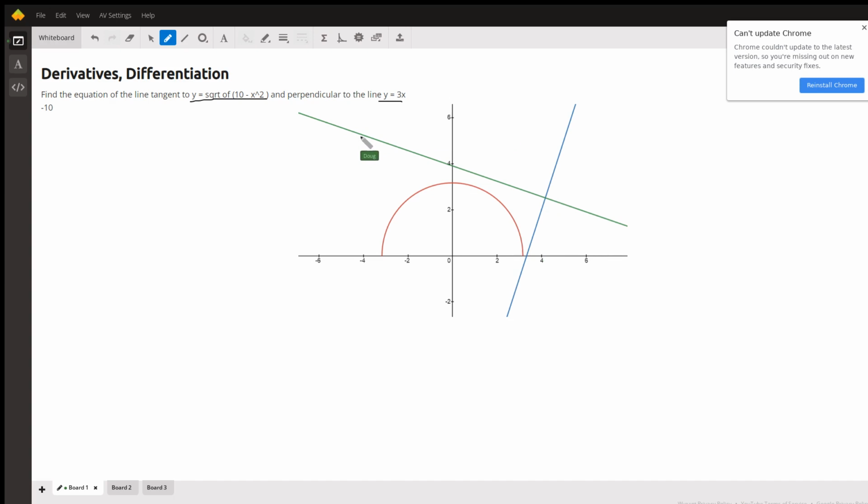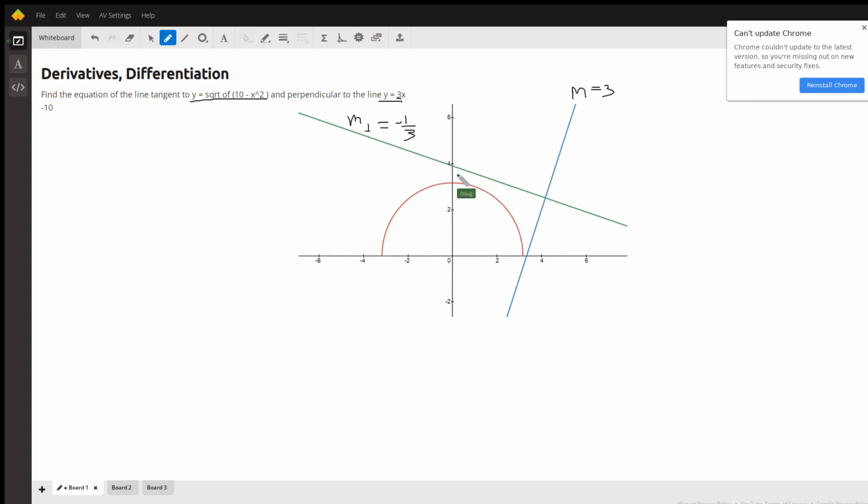And any line that's perpendicular to the blue line, which is represented by this green line, will have a slope that's the negative reciprocal of the slope of the blue line. Well, the slope of the blue line is 3 because it's in slope-intercept form. So the slope of the perpendicular will be negative 1/3. So every line that's perpendicular to that blue line will have a slope of negative 1/3.